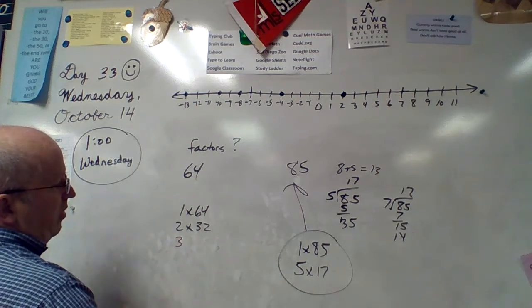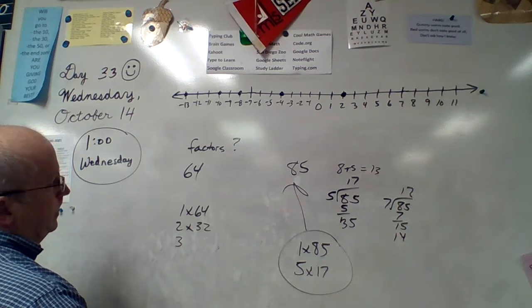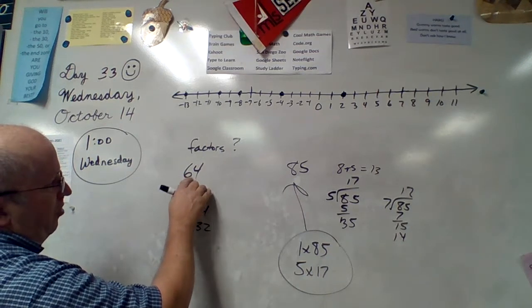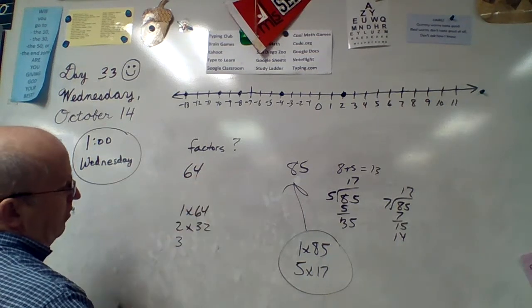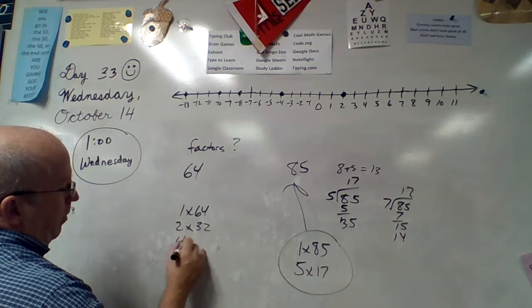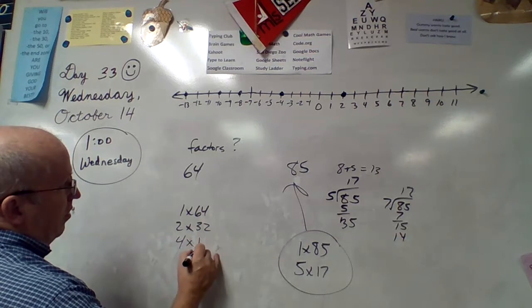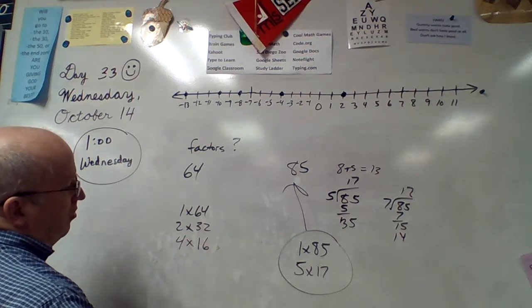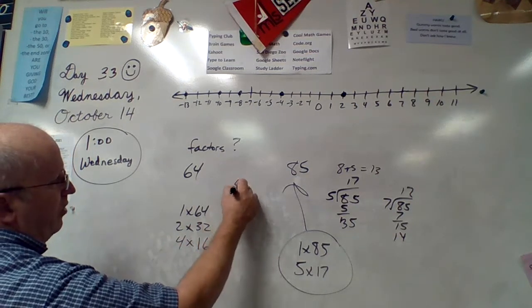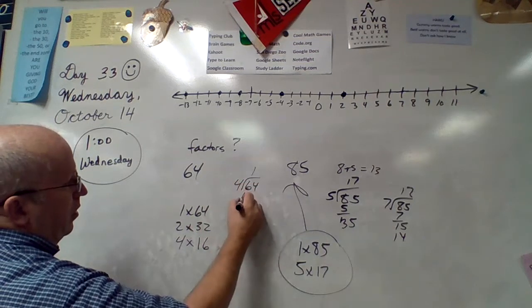How about 3? Is it divisible by 3? No, it isn't. Because when I add up the digits, 6 plus 4, I get 10, and 10 is not divisible by 3. How about the number 4? Is it divisible by 4? And the answer to that is yes. 4 goes into 64 16 times if I do the division work.